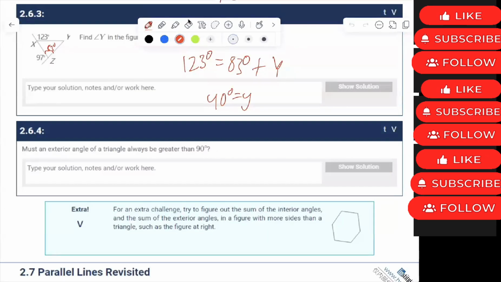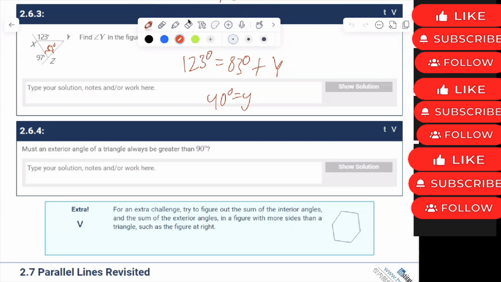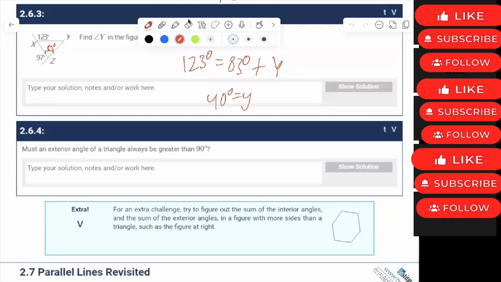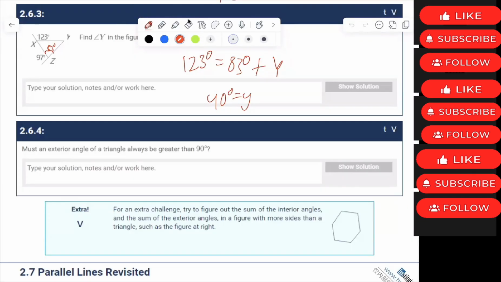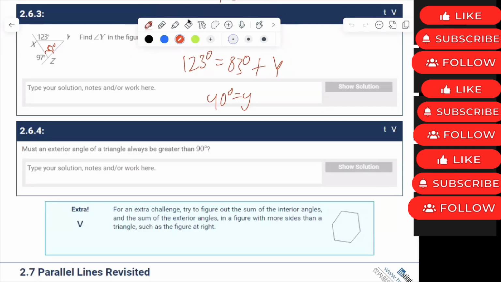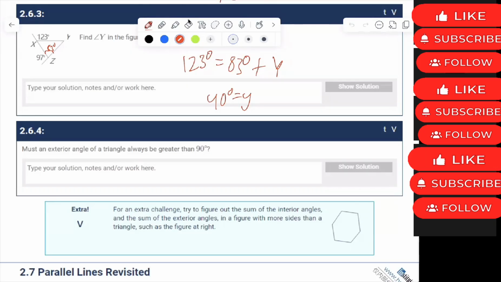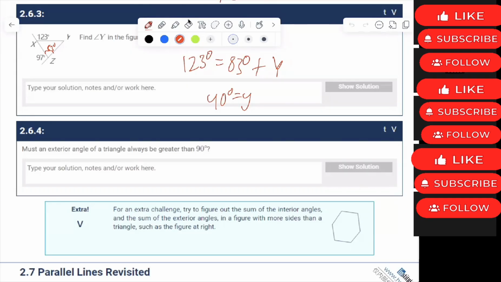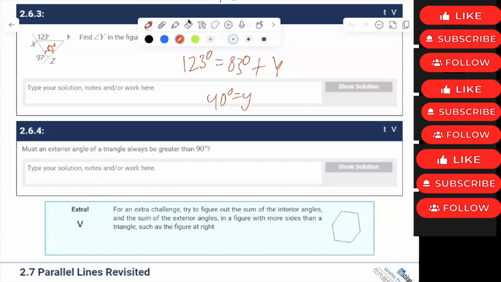Let's get started with this question now. Must an exterior angle be greater than 90 degrees? No, because we can have all sorts of angles smaller than 180 degrees in a triangle. Now, if we have extra time, try to figure out the sum of the interior angles and the sum of the exterior angles for shapes with more than three sides. I'll let you guys try the question and think about what the formula is, right? How many degrees are in the hexagon below? Alright? Let's try this question and tell me your answer in chat.